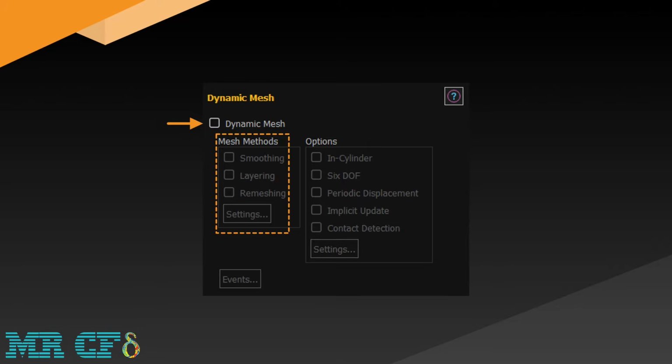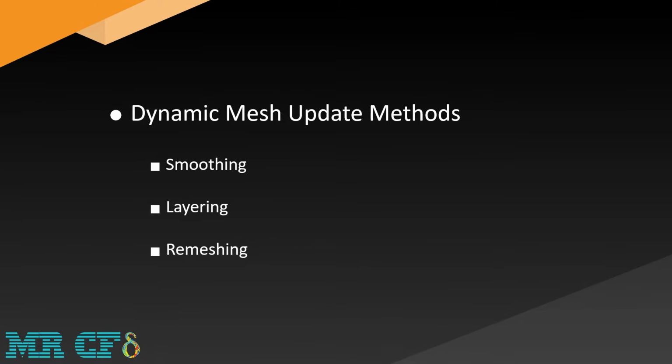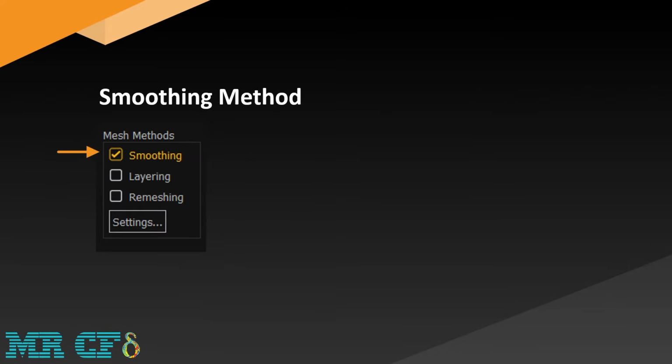There are 3 methods available for updating mesh, which include smoothing, layering, and remeshing. Each of these 3 methods uses its own principles and techniques to update mesh cells, and each of them has its related settings. In the following, we want to review these 3 methods one by one and talk about their performance in full detail. The first method is called smoothing.